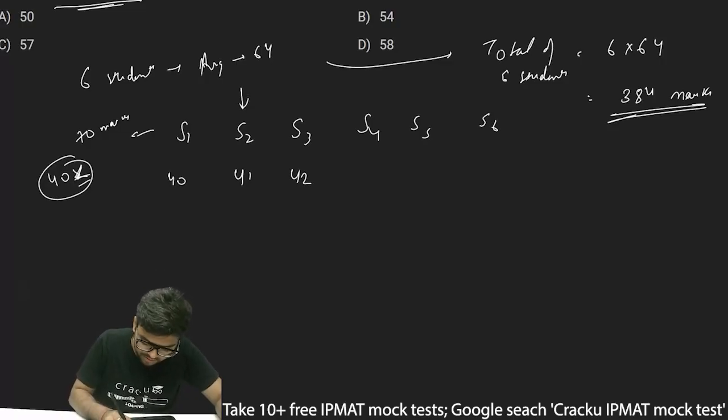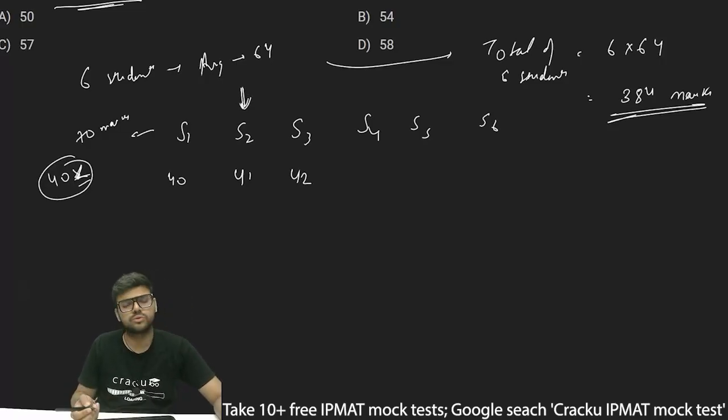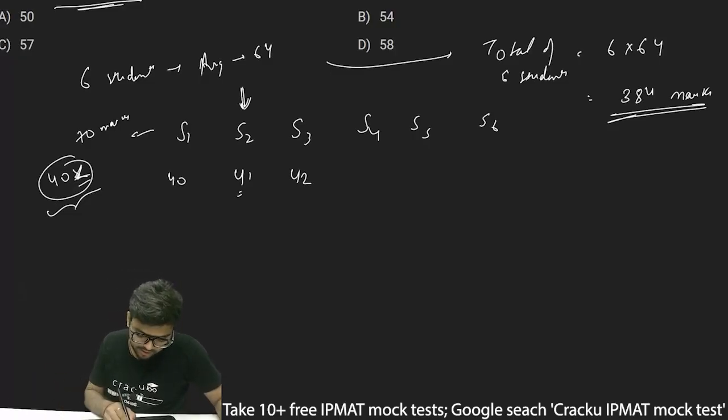My second lowest will be this number. Let's say S2 scored the second lowest number. So, 41 can be the second lowest, because if I take 40 as the second lowest, the lowest will be 39, since all of them are distinct marks. So this will be 39, 40 and 41. But it is clearly given that all the students are scoring 40 or more, so I have to take the second lowest as 41.